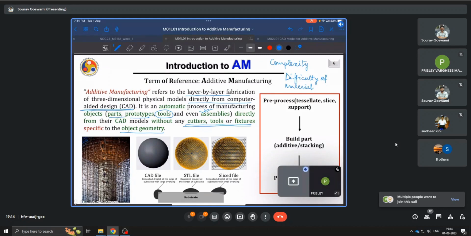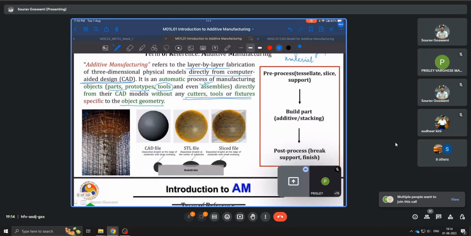Here again, we see the three broad steps of an AM cycle, which is the pre-processing stage, where you sit at a computer, design your CAD file, visualize it, correct for errors, and tessellate it. More on this in the upcoming slides. Slice. Slicing is what is done by most of the common software, such as Fractal or CUDA. You check for support structures, generate them if needed. If not, well and good.